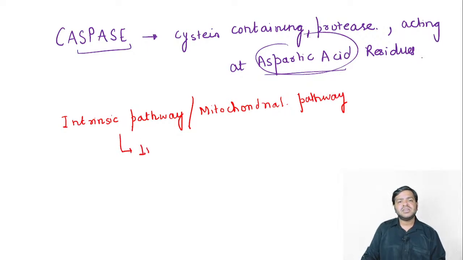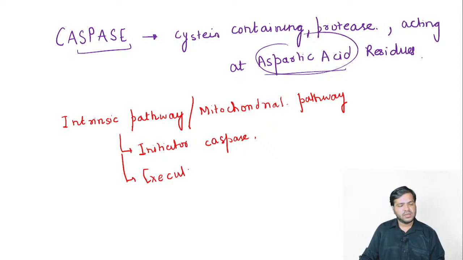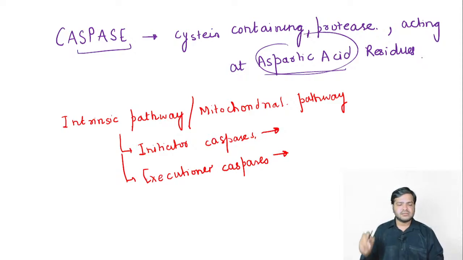What is the initiator caspase, guys? Can anyone tell me the initiator caspase involved? And what is the executioner caspase that is involved? Just from the flowchart, if anyone can answer these two questions which have been asked in the exams many times. Osama Sheikh, 9, yes, it is the initiator caspase. Yes, Osama, perfect beta. It is the 9.